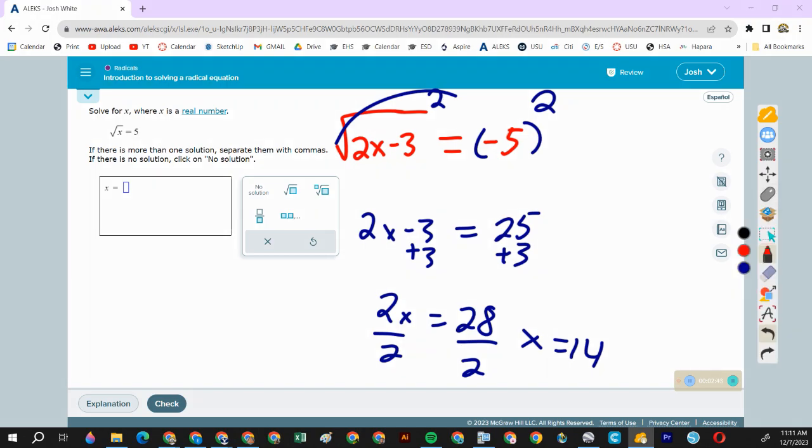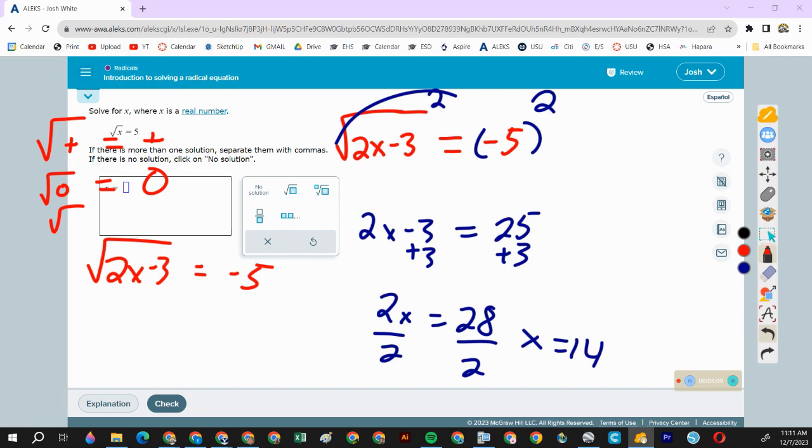So, I can't take that away. The square root of 2x minus 3 equals negative 5. Let's think about that for a second. What happens when I square root a positive number? It's positive. Okay, no problem. What if I square root 0? It's 0, right? What if I square root a negative number? What happens? It becomes an i, and more specifically, a positive i. Do you see the problem?